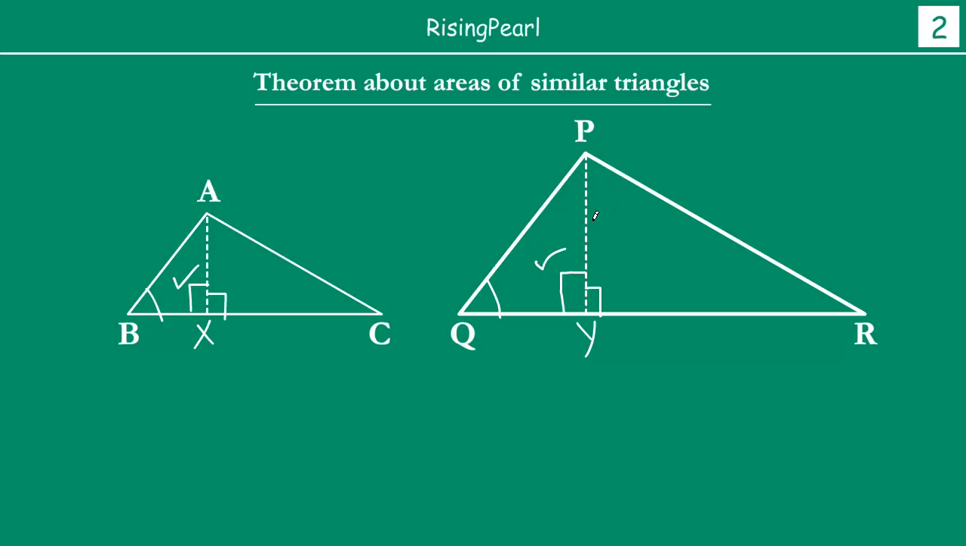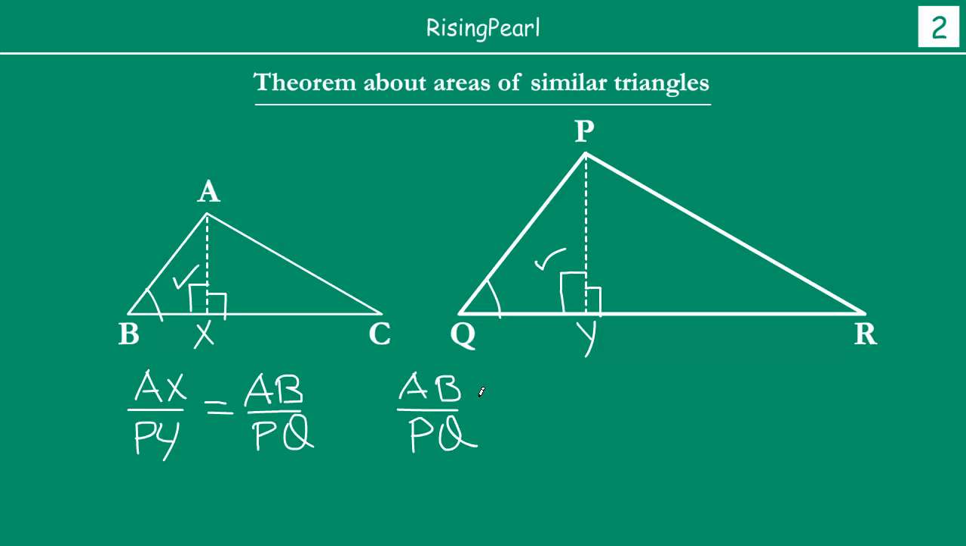So here, friends, we can express AX divided by PY equal to AB divided by PQ, right? Because these two triangles are similar, AX divided by PY is equal to AB divided by PQ. Corresponding sides are in the same ratio. But now remember that triangle ABC is similar to triangle PQR. So we have AB by PQ equal to BC by QR, right?